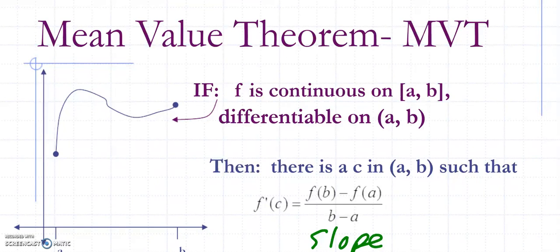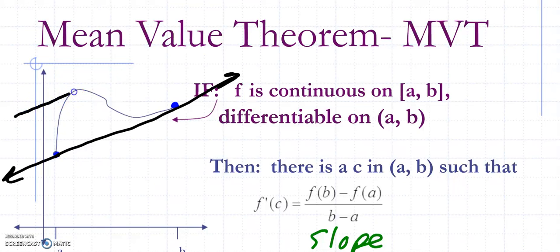So all this is saying is that, this is my point A, this is my point B. If I was to find the line between those 2 points, like that, if these requirements are met, there has to be some other line within that interval that will have the same slope. Look at that. That's actually pretty good. Those look pretty parallel to me. But that is what the mean value theorem is telling us.